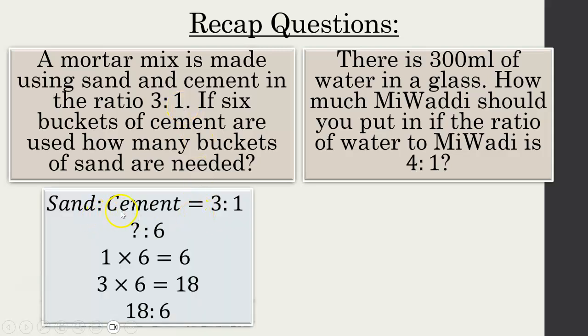So think of it like this. Sand is to cement is 3 is to 1. What would the ratio be if something is to 6? Very simply, how did I get from 1 to 6? I multiplied it by 6, obviously. So I do the same thing to the left-hand side. So 3 times 6, well, that's 18. So I get the ratio 18 is to 6.